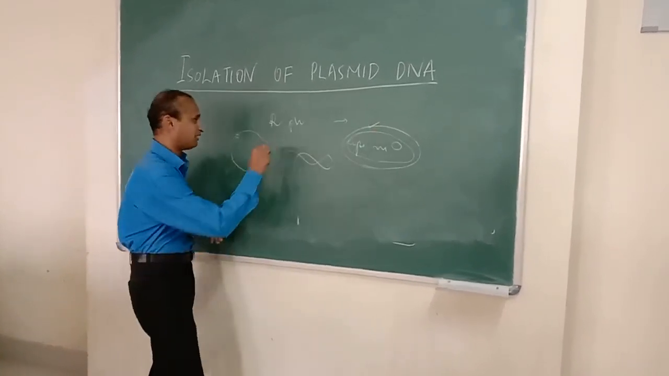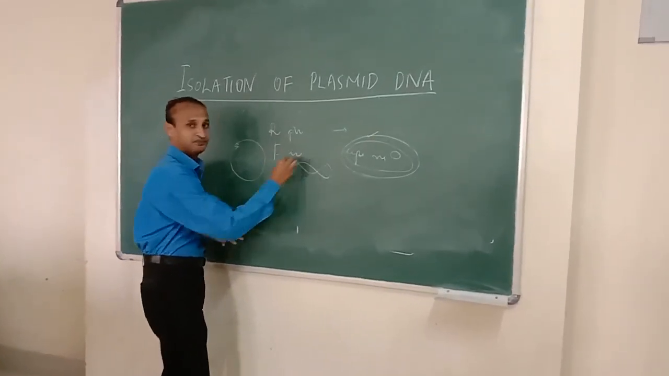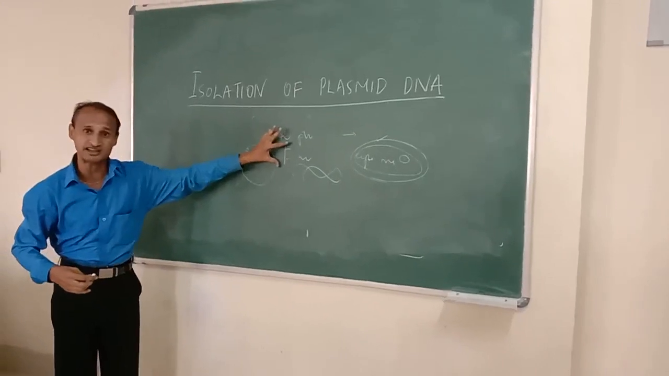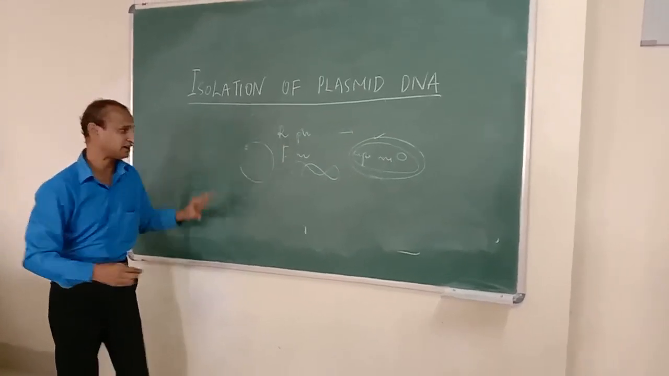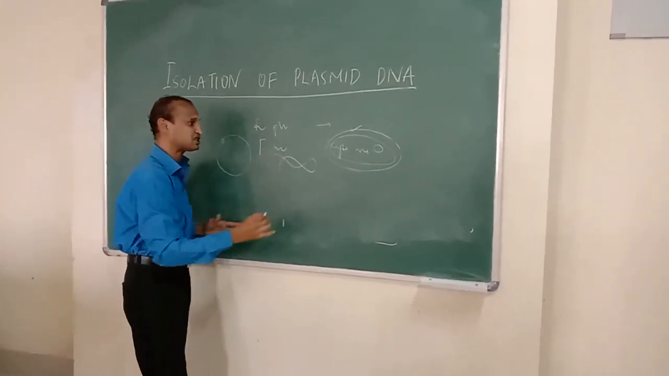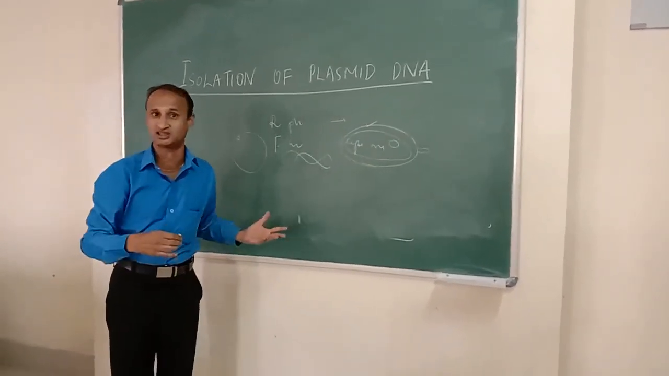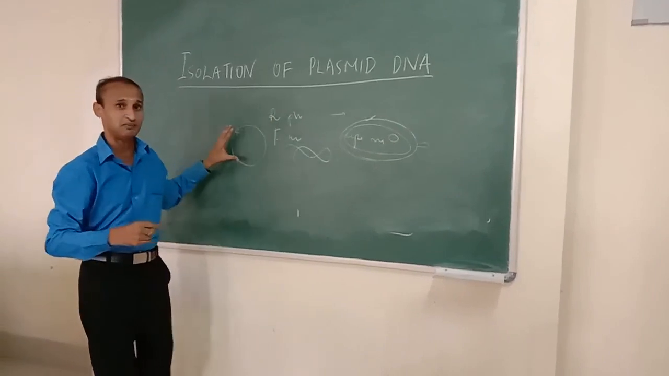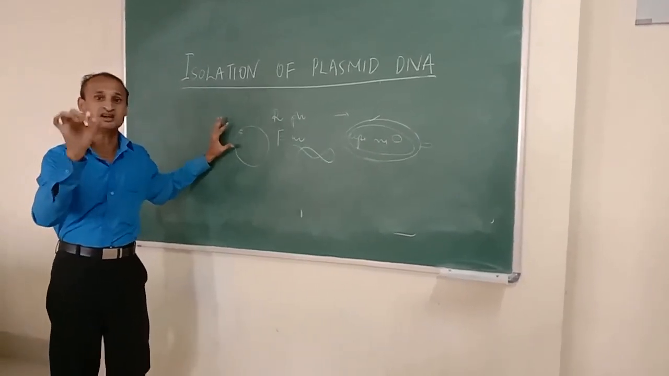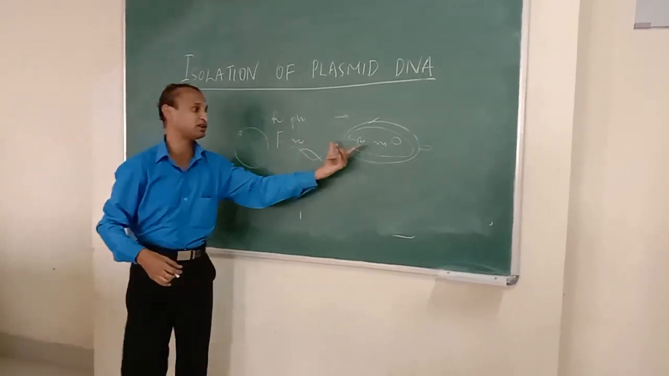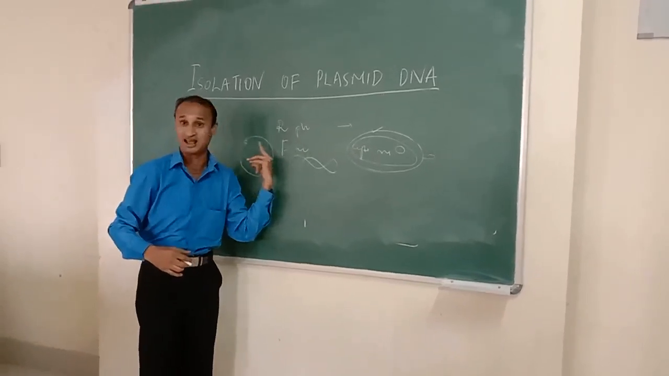One more example is the F plasmid. This is the fertility factor, which provides the characteristic of conjugation between two different bacteria, two different microorganisms. Likewise, each plasmid has specific characteristic features which provide an additional benefit for the organism. That is what we call a plasmid.